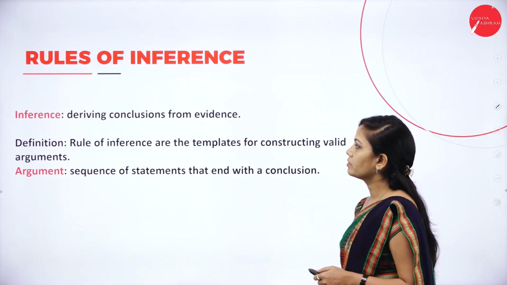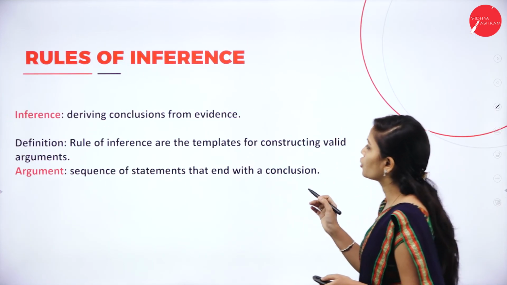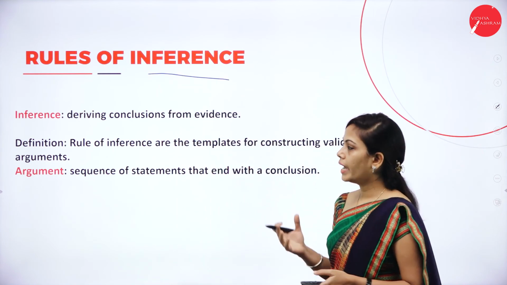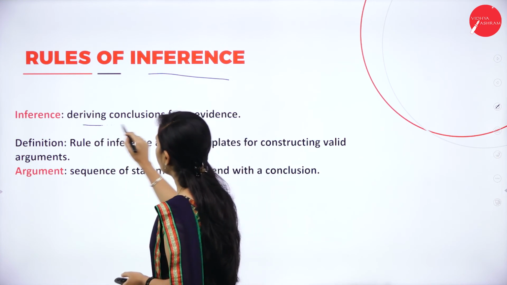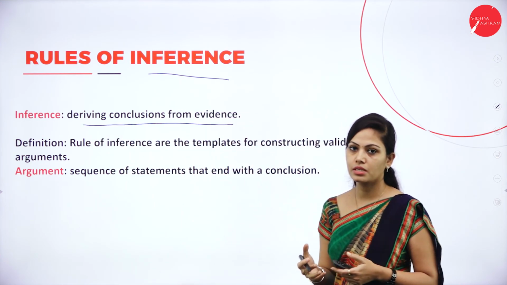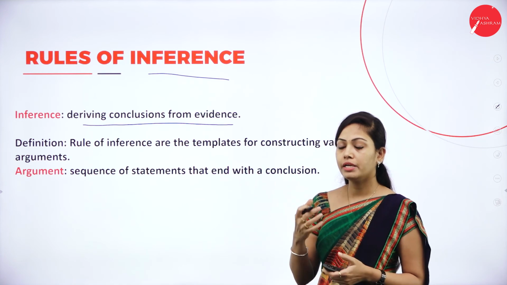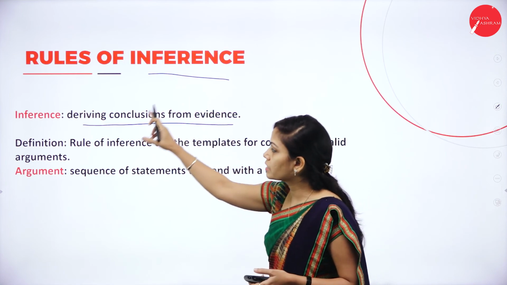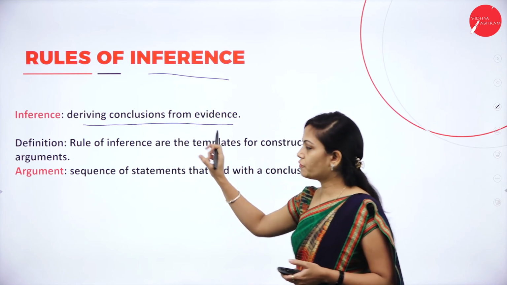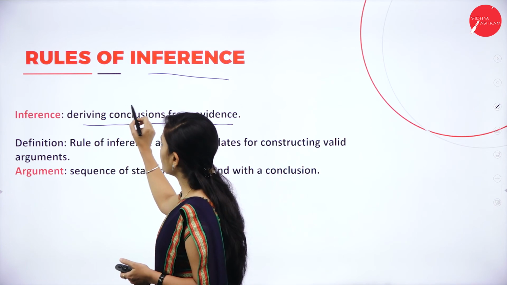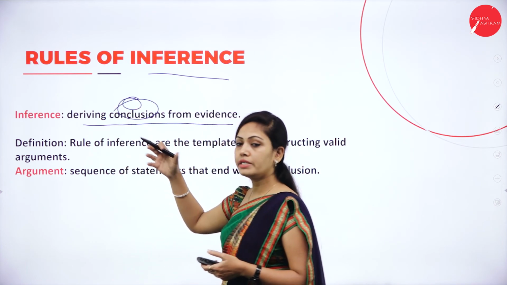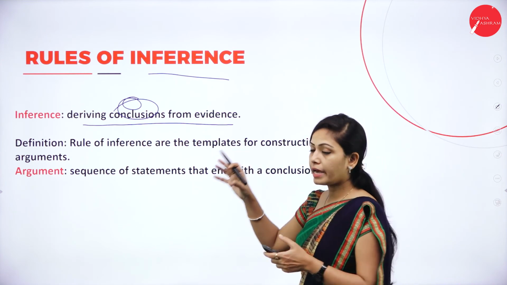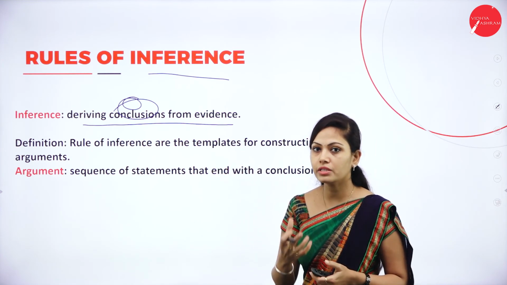And the next important concept is rules of inference. What is inference? Inference is deriving conclusions from evidence. What is a conclusion? We are deriving a conclusion from evidence, and that is called inference. So this is the definition of inference. Inference means deriving a conclusion. From where are we deriving the conclusions? With the help of arguments, we are deriving the conclusions.